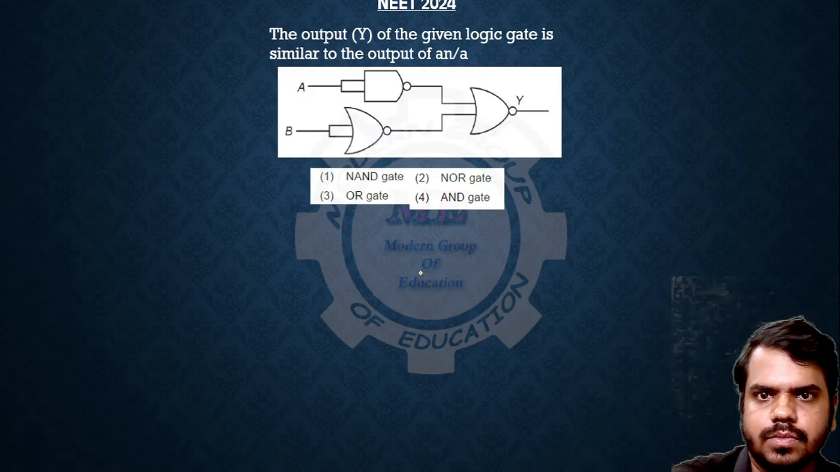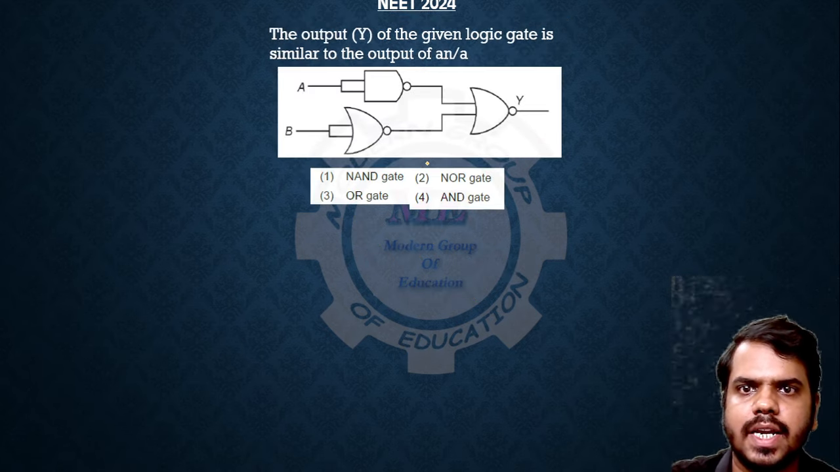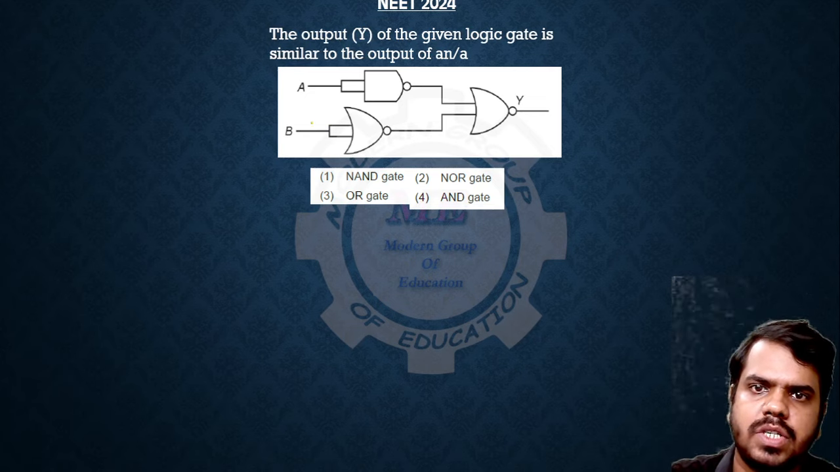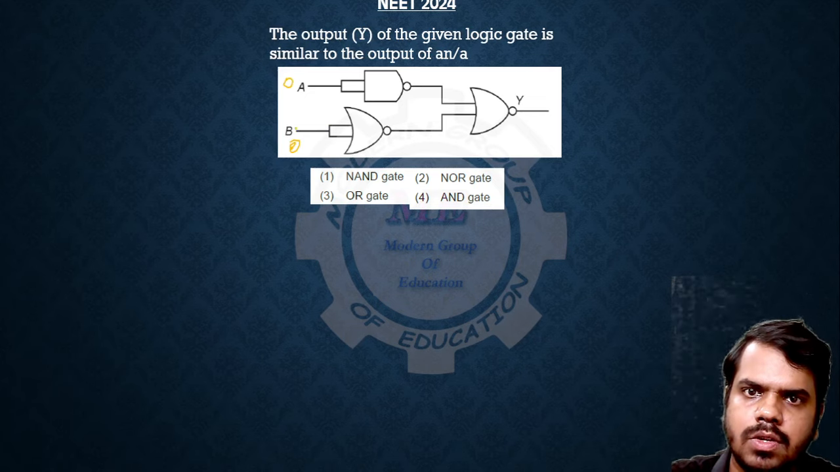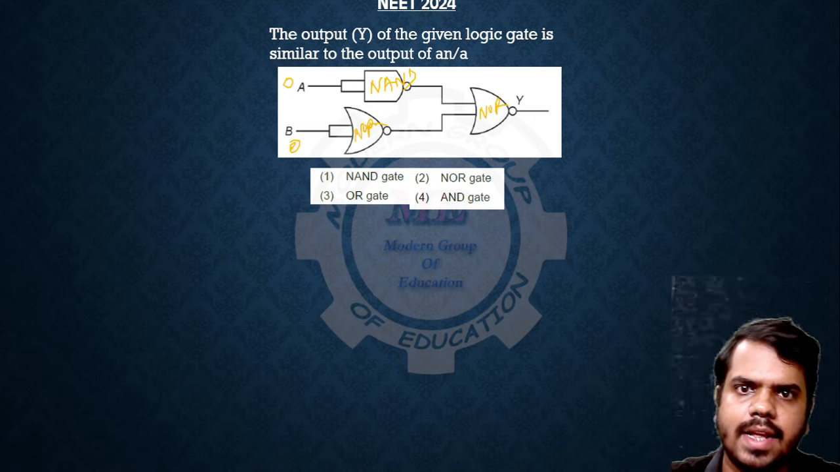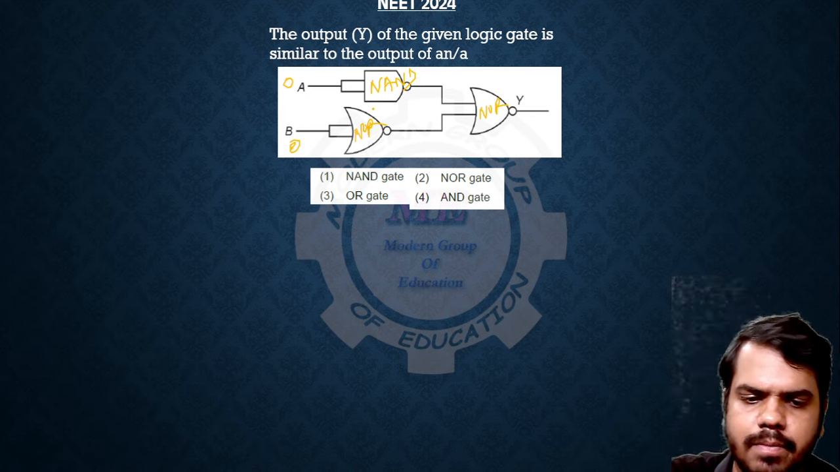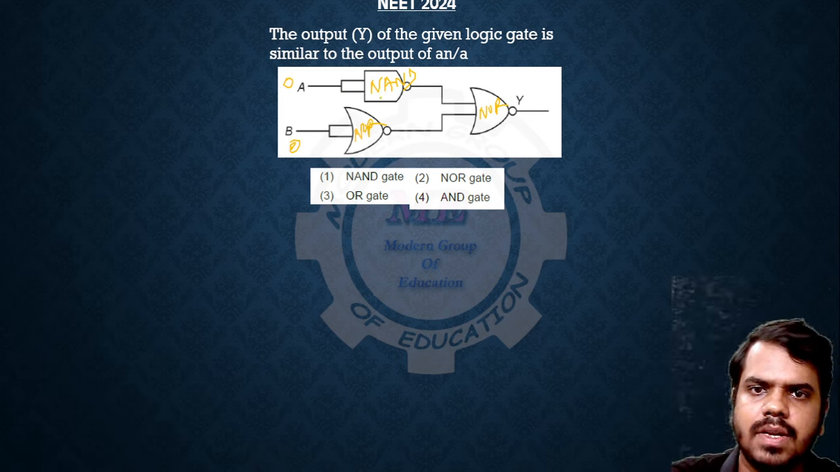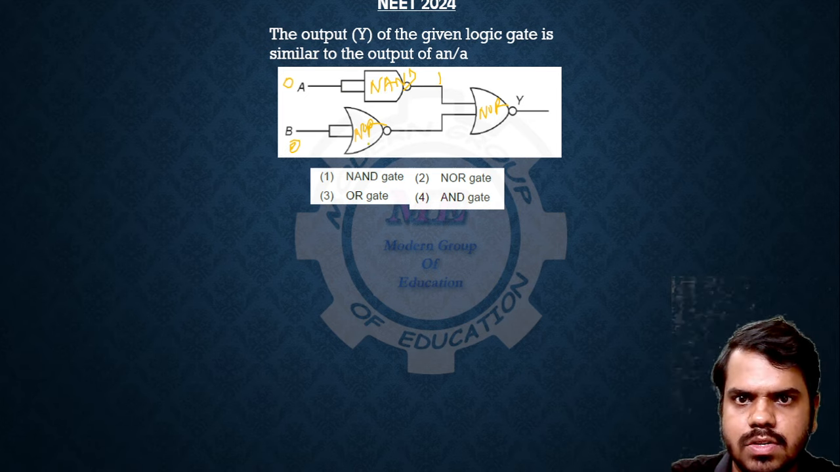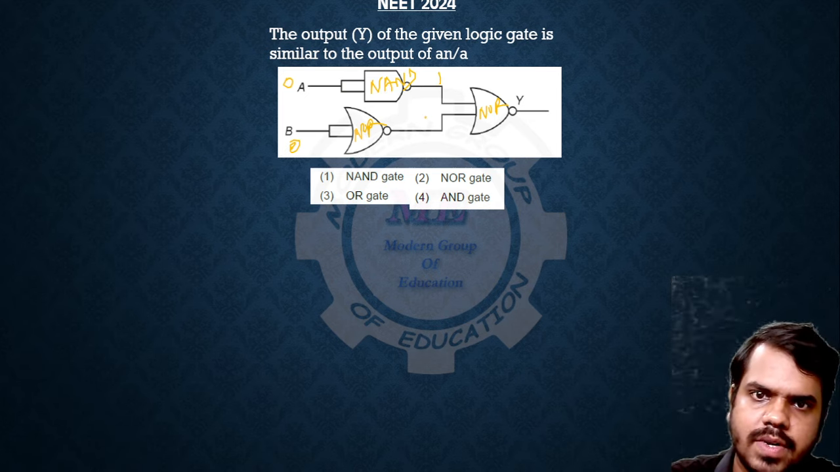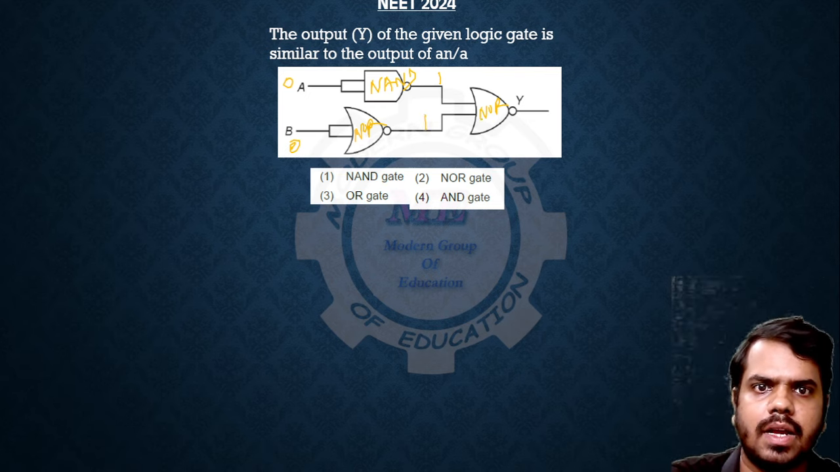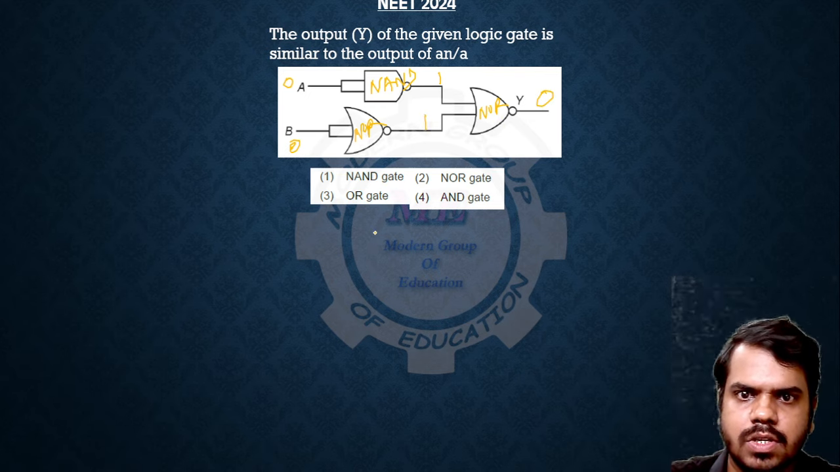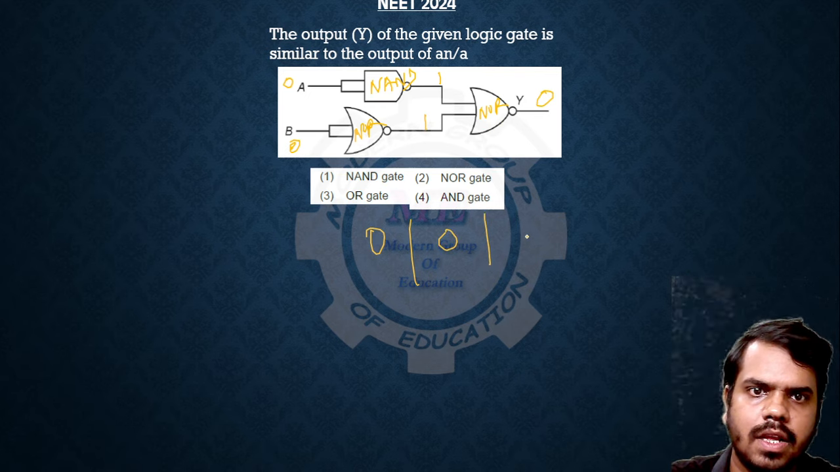Okay, the output of the given logic gate. First of all, you have to check with 0 0. Here, this is the NAND gate, this is the NAND gate, this is the NOR gate, and this is also the NOR gate. NAND is multiplication and after this reverse, and NOR is addition and after this reverse. So 0 0 multiplied is 0 and reverse is 1, and 0 0 addition is 0, reverse is 1. Then 1 1 addition is 1, after reverse 0. So for 0 0 you will get 0.